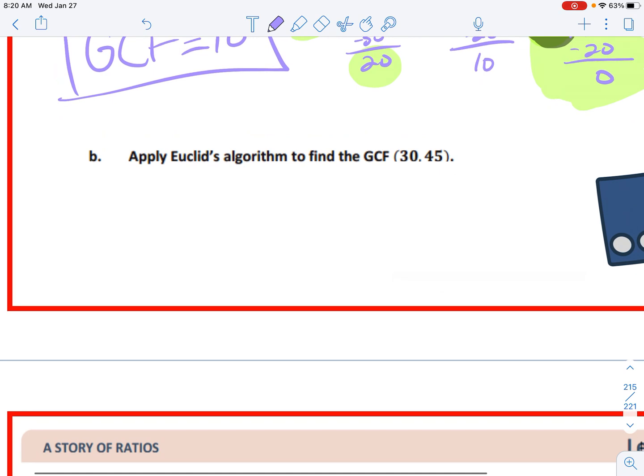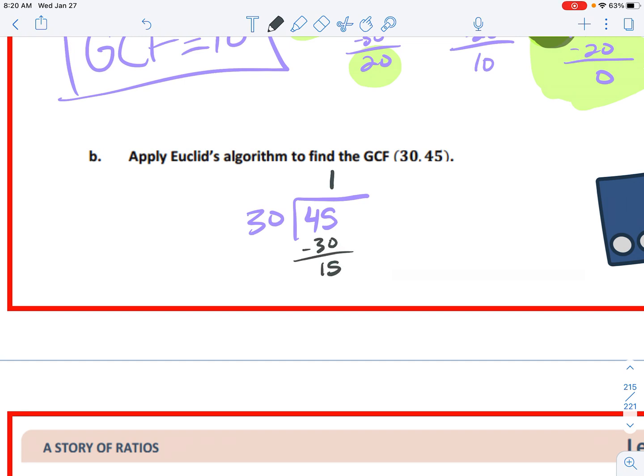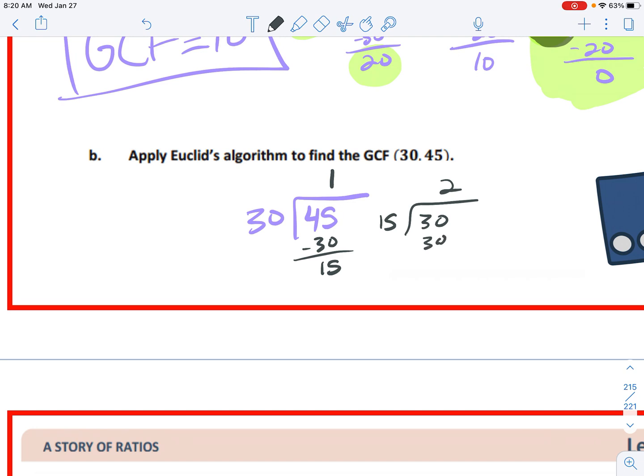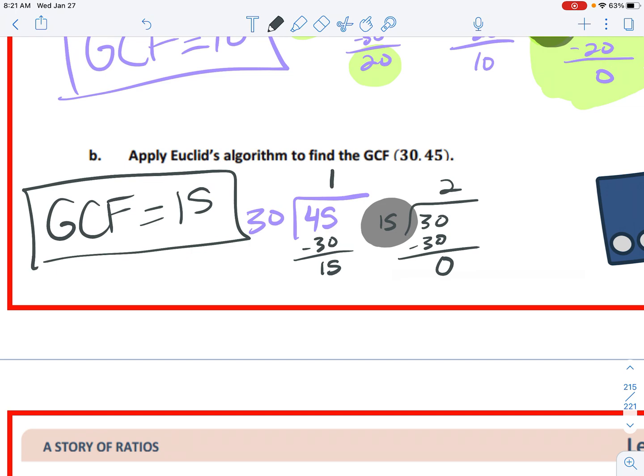Letter B says apply Euclid's algorithm to find the greatest common factor of 30 and 45. So the first step is divide the bigger number by the smaller number. 30 goes into 45 once. We subtract this and we get 15. Then we get 30 divided by 15. This is twice, and 30 minus 30 equals 0. So our GCF is going to be 15 because it was our last divisor that provided no remainder.